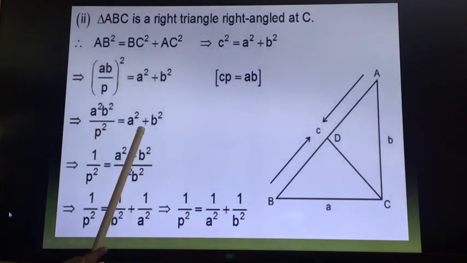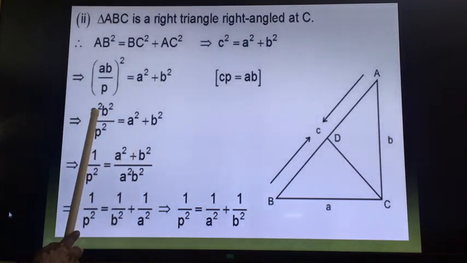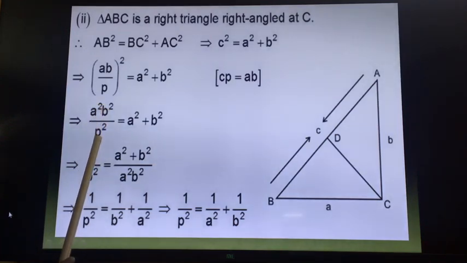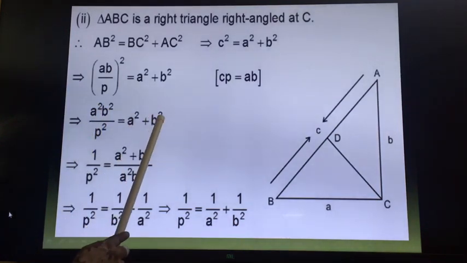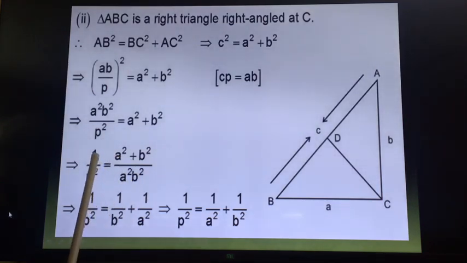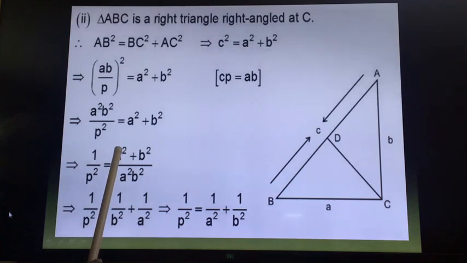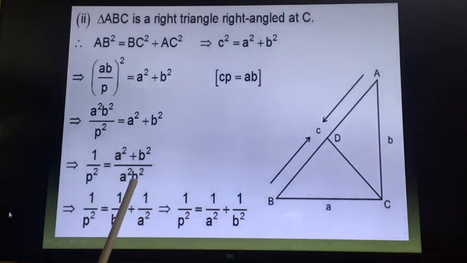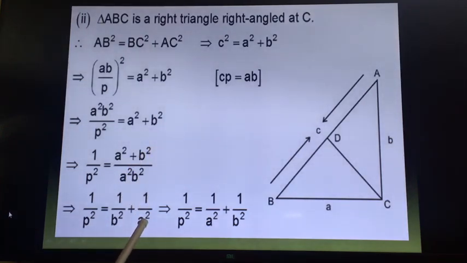Now we will divide both sides by a square b square. So here a square b square cancels. So we will get 1 upon p square is equal to a square plus b square upon a square b square. And this we can write separately. So 1 upon p square is equal to a square upon a square b square, a square cancels, so we will get 1 upon b square. And here b square upon a square b square, b square cancels, so we will get 1 upon a square. So we can write 1 upon p square is equal to 1 upon a square plus 1 upon b square. So in this way we are able to prove the second result.